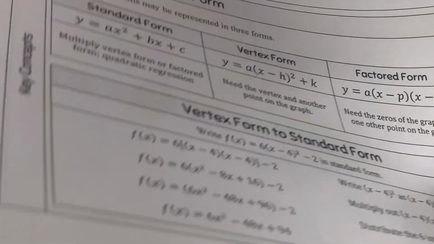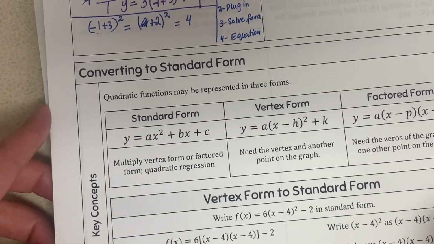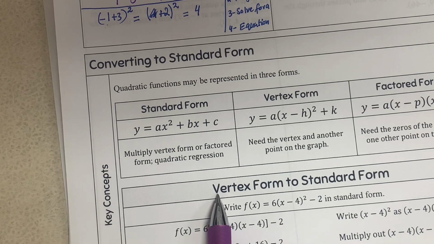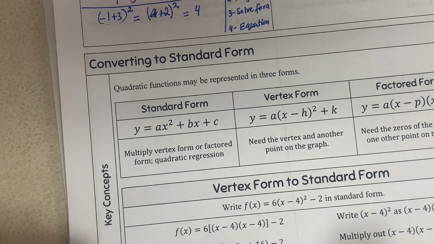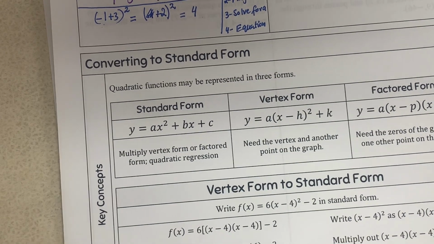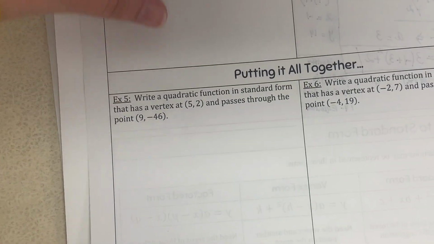So I have to convert from vertex form to standard form, so I have some steps. I have the equation given in vertex form, and I have to apply some math. I write the equation, do the FOIL method, multiply, distribute, and then combine the like terms, and I should have the answer. So that's exactly what I'm going to do over here.